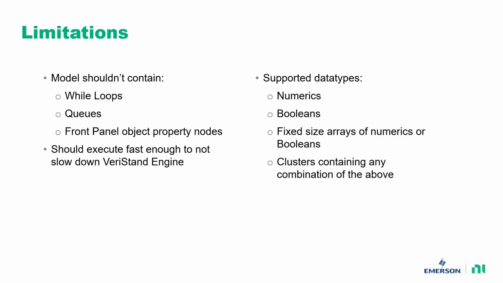When a LabVIEW VI is compiled as a model and then run in VeriStand, it runs as a single step in the VeriStand model loop. Since VeriStand is doing the looping, the VI itself should not contain any while loops around your model logic. You also shouldn't use any queues or front panel object property nodes in your code, since those won't work properly in the compiled model. You also need to make sure that the model will execute fast enough so it doesn't slow down the rest of the VeriStand engine.